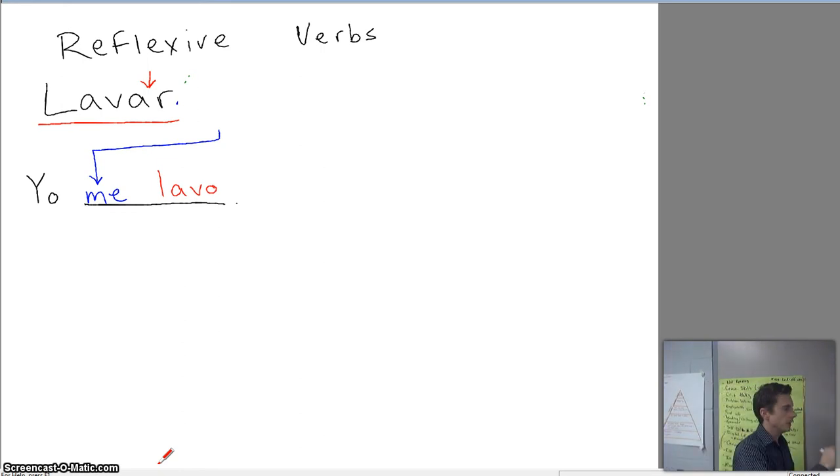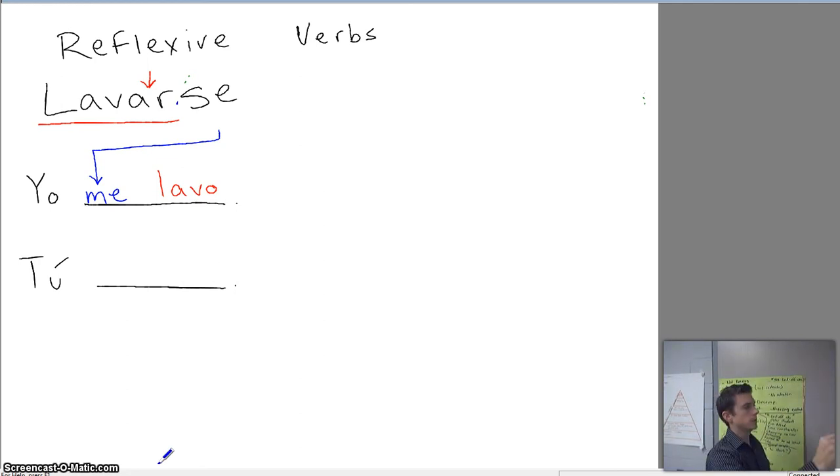If it's tú, well, we're going to do the same thing. We have to have the pronoun, so let's go back and add our pronoun back in there. So we've got lavarse. Well, for tú, we have a different reflexive pronoun. That reflexive pronoun is te. So again, we've eliminated our reflexive pronoun, we've brought it down and we've made a conjugation. So now we have to change the form of our verb, and you guys already know the tú ending, it's lavas. So it's tú te lavas.